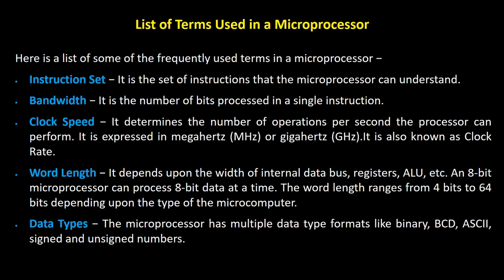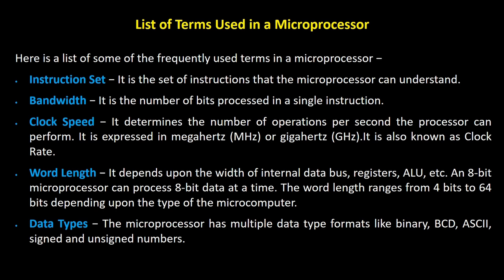4. Word length. The word length of a microprocessor depends on the width of the internal data bus, registers, ALU, and other components. An 8-bit microprocessor can process 8-bit data at a time, while a 64-bit microprocessor can process 64-bit data at a time. The word length can affect the performance and capabilities of the microprocessor.